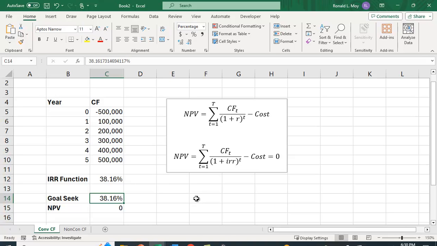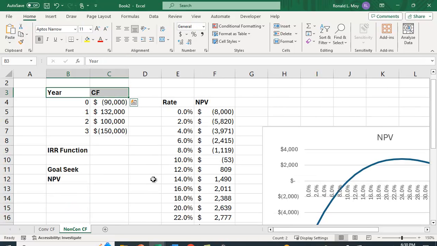So let me show you one other case here. These are conventional cash flows where the cost is negative in time period zero, and then you have positive values. Now, you can also have these non-conventional cash flows where, for example, it's negative to begin with, and then you get some positive cash flows, and then it becomes negative again. The sign switches more than once.